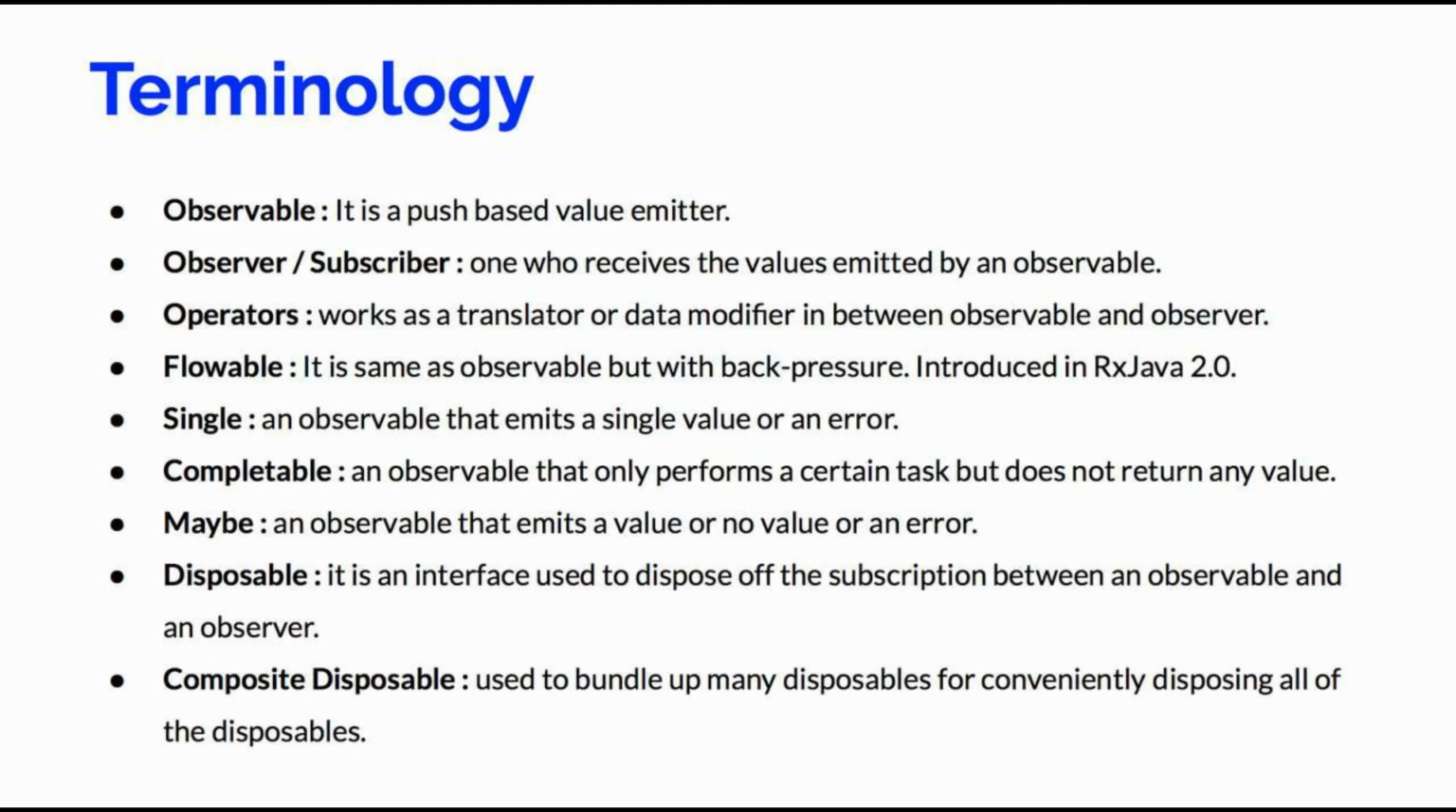Disposable is an interface used to dispose of subscriptions. It might be possible that the observer is no longer interested in the observable, so it needs to dispose of the subscription to stop listening to the observable. If you have more than one disposable, you can bundle them up into composite disposable and dispose all at once instead of disposing them separately.